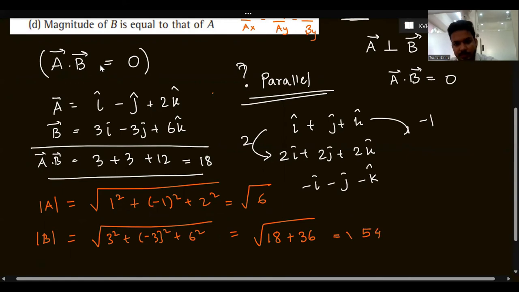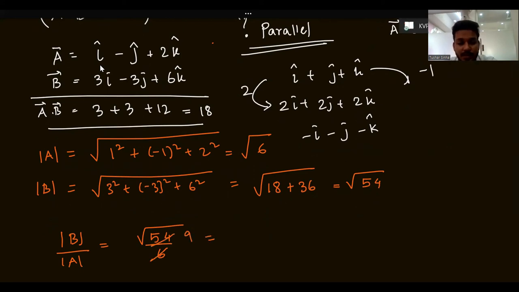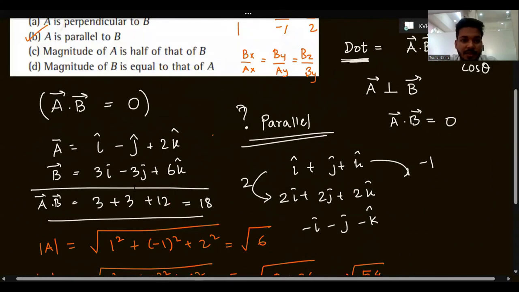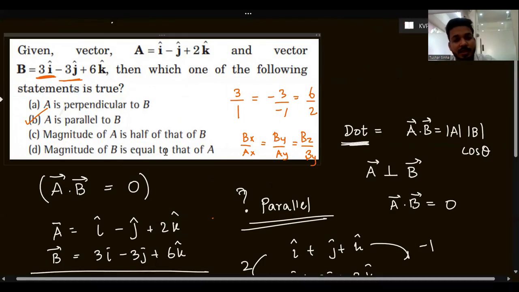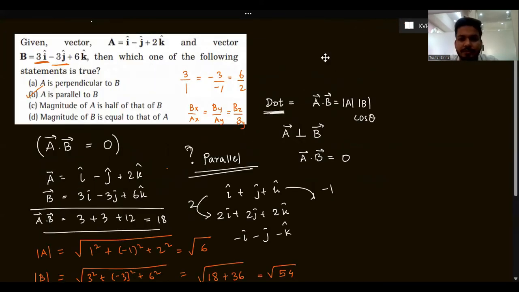54. So they're asking us the ratio. If I do B vector divided by A vector, then I'd get root 54 by root 6, so that is root 9, which is 3. So A vector has 1/3 the magnitude of the B vector, or B vector is 3 times A vector, which is not in any of the options. So option B is the only correct answer. Let's move on.